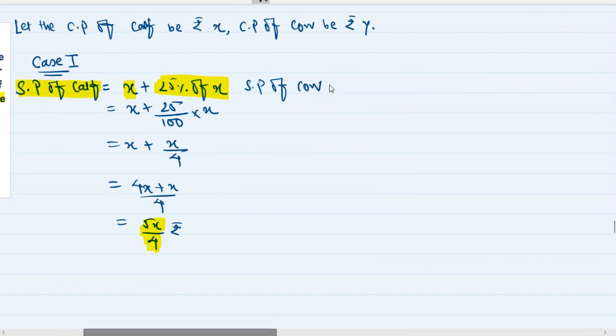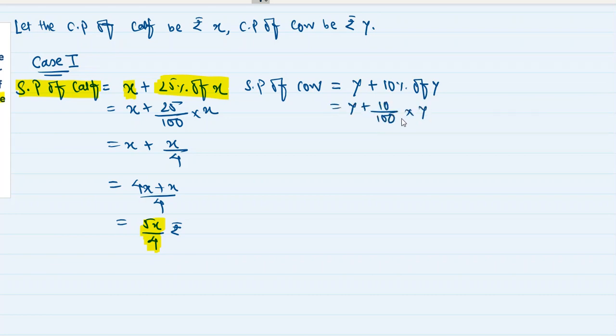So selling price of cow is equal to cost price of cow, which is Y, plus 10% of the cost price of cow, which is Y. So Y plus 10 upon 100 into Y, Y plus Y by 10. That is 11Y by 10 rupees. So this is the selling price of cow. Okay, so we have got both the selling prices.